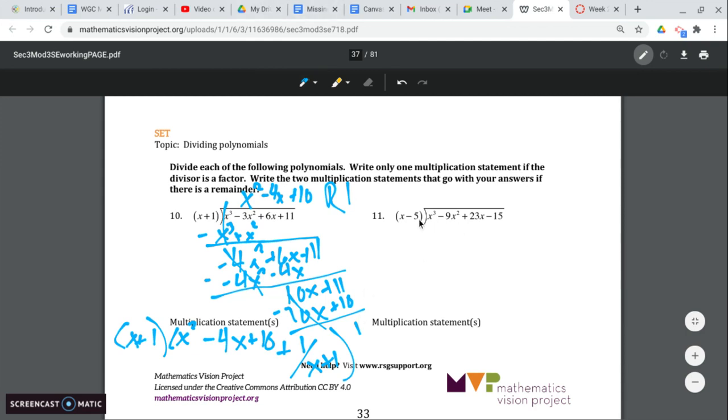All right, this next one here, we have x minus 5, and we're taking x cubed minus 9x squared plus 23x minus 15, and we're dividing it by the x minus 5.